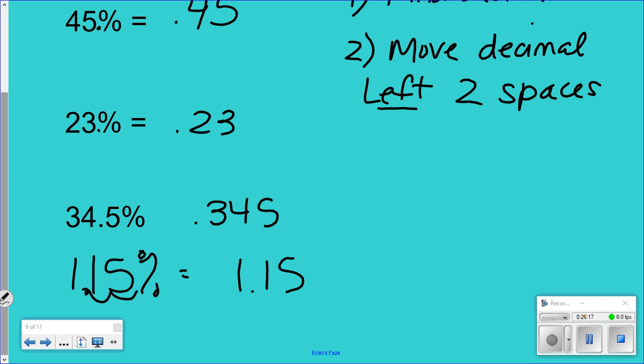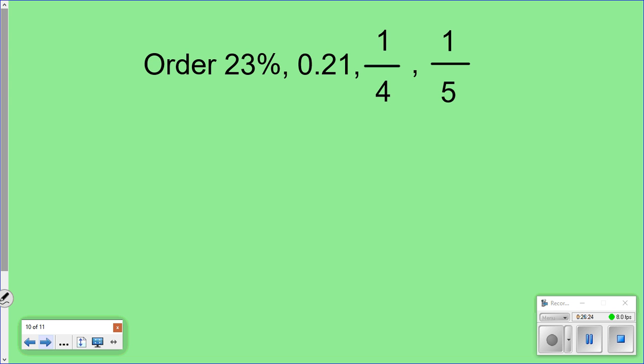We didn't talk about making decimals into percents yet, but that's another day, okay? And you already know how to do it anyway. So here's what they're going to ask you to do today. They're going to ask you to order these things from least to greatest. Now it's very simple because you've learned it all already. The easiest thing to do is to change them all to decimals.